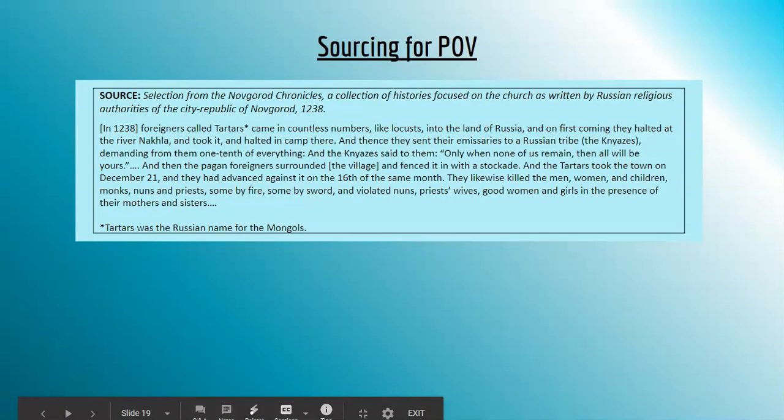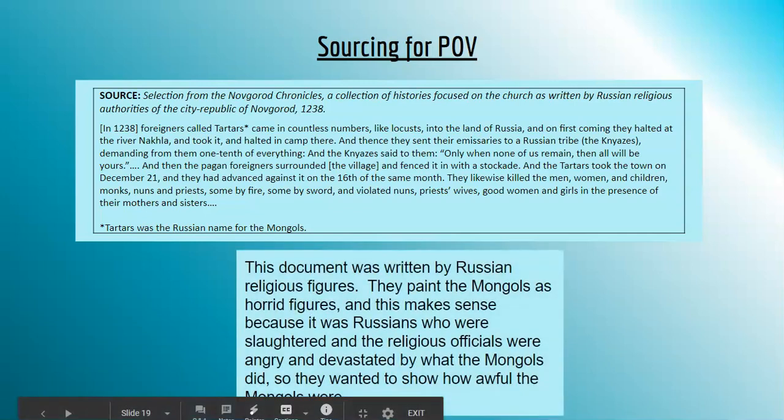Then finally, there is POV, point of view. And once again, when you source a document for point of view, you want to tell the reader what the author's attitude is and why the author has that attitude or perspective. All right, so same document again. Here's what a POV statement could look like. This document was written by Russian religious figures. They paint the Mongols as horrid figures, and this makes sense because it was the Russians who were slaughtered, and the religious officials were angry and devastated by what the Mongols did, so they wanted to show how awful the Mongols were. Okay, and so in this POV statement, I explained what the attitude or perspective was, that the Mongols were horrid.